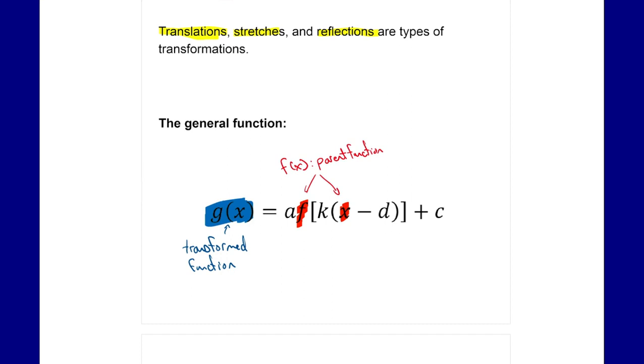This f of x represents the parent function. The g of x basically means we take the parent function and we apply transformations to it. We do things to change it. And we're going to look at what each variable represents. You might have looked at this already in grade 10, specifically with the vertex form of quadratics, but we will touch on what each variable represents.